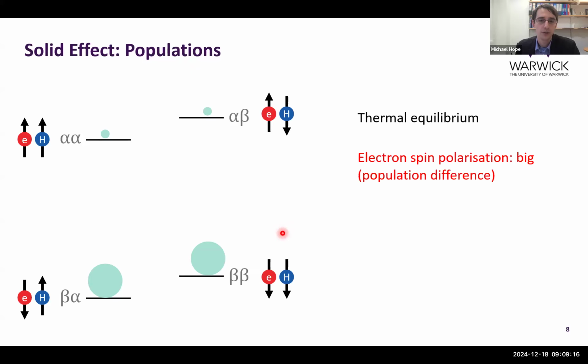The bigger the circle, the larger the population. And so at thermal equilibrium, we have a large electron spin polarization, so there's a big difference between the bottom and the top. But we have a small nuclear polarization. There's very little difference between the right and the left in either of these levels.